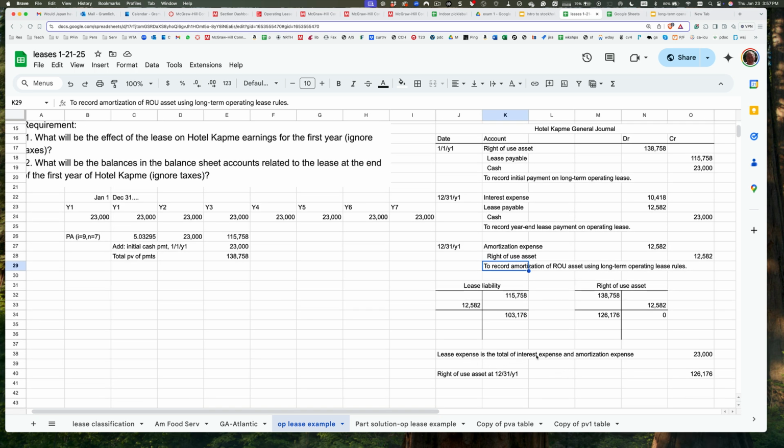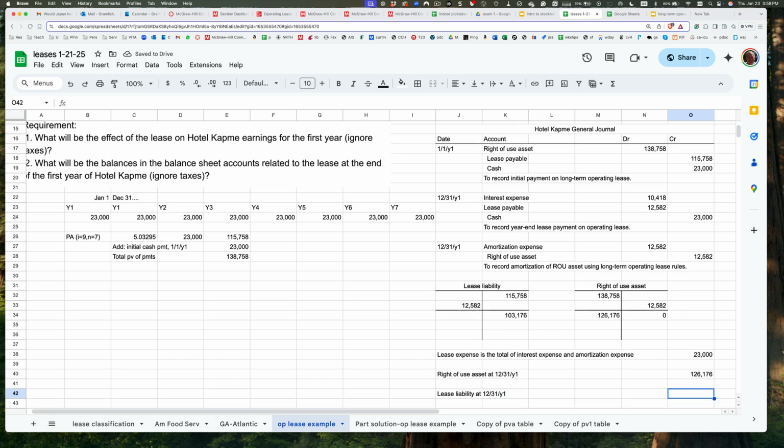Our lease expense is the total of the interest expense, which is N22 here, and the amortization expense here. And the total of that is 23,000. The right of use asset is the 126,172, and the lease liability at 12/31 year one is 103,176. And that's what we needed to answer this.